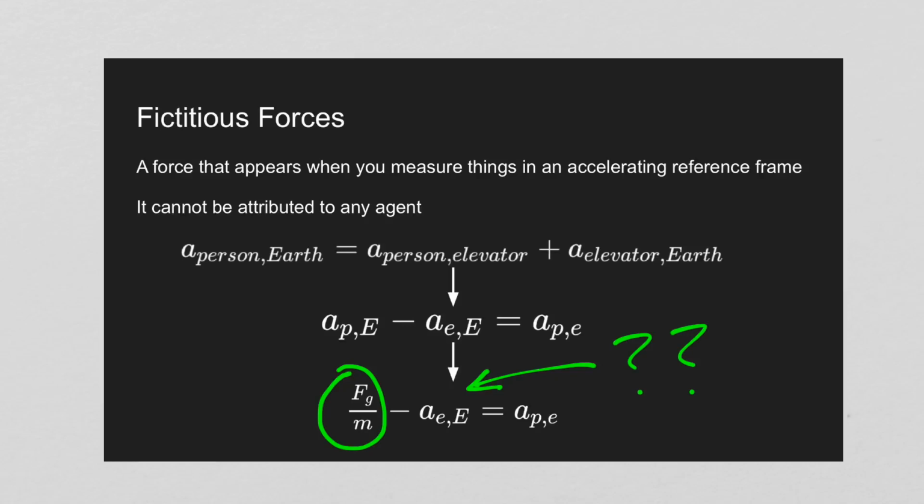So that's why they call it a fictitious force. If you're in an accelerating reference frame, you see it, but you can't attribute it to anything other than your moving reference frame, a non-inertial reference frame. I should be more specific.